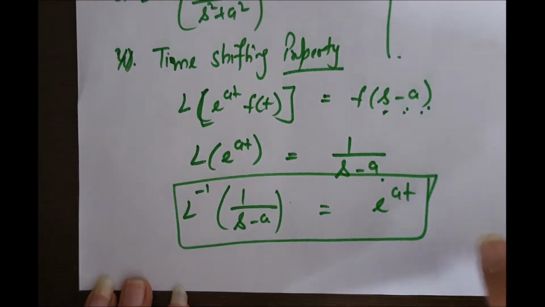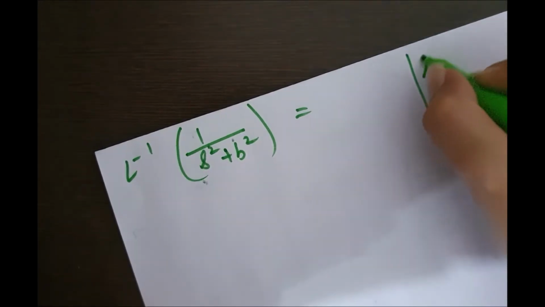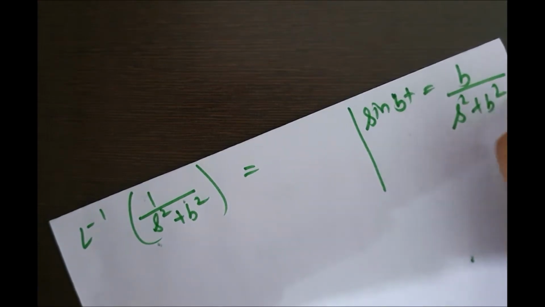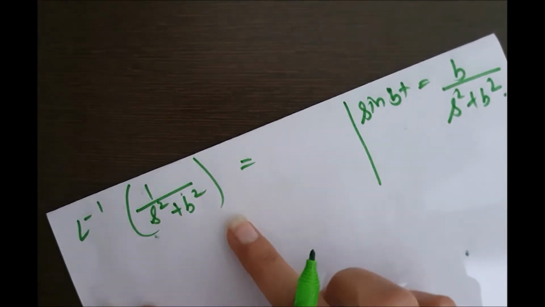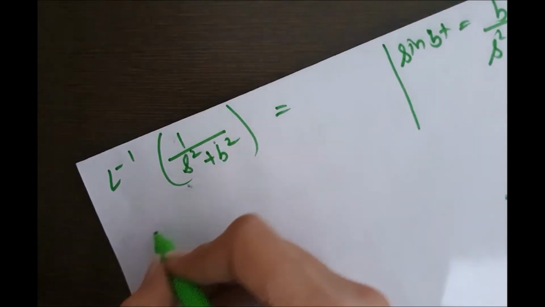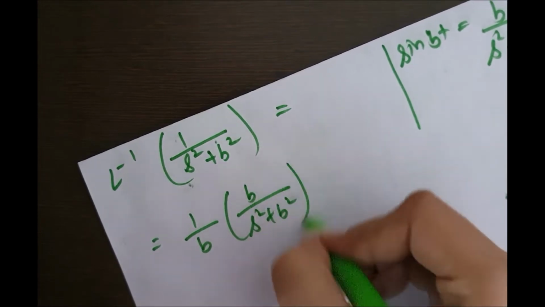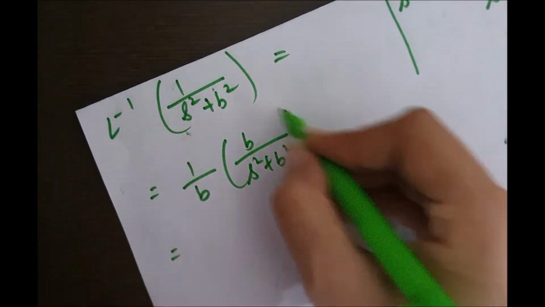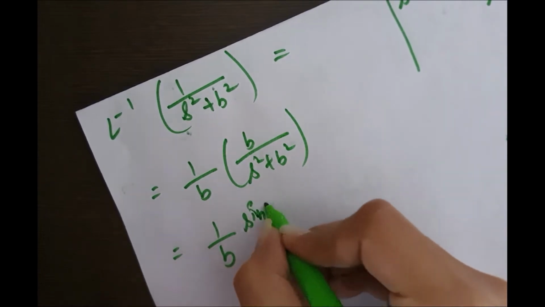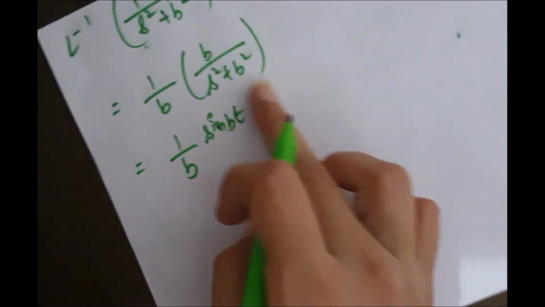Now similarly, we have to find the Laplace inverse of this function. Now Laplace of sin bt is b upon s square plus b square. Here denominators are the same. If we make b in the numerator, then this can be sin bt. For that, multiply and divide by b. Now this becomes sin bt. So Laplace inverse of this function comes out to be this.